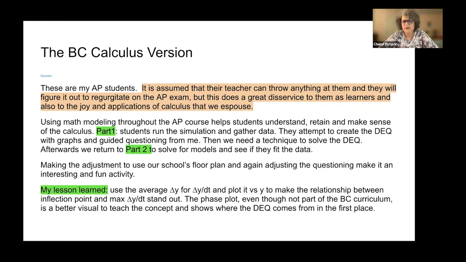So I took Harwood's form and adjusted it so that we had a part one. And the part one was they gather the data, they look at the plot and they see their sigmoid. And then I asked them questions to try and get them to create the differential equation first, because what I wanted to do was have the activity motivate the need to use the technique of partial fractions in order to solve the differential equation. And then after they've learned that, they go back and solve the model that they've made and see if it fits the data.